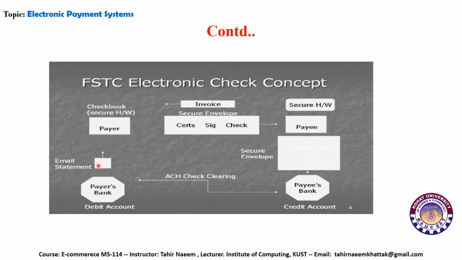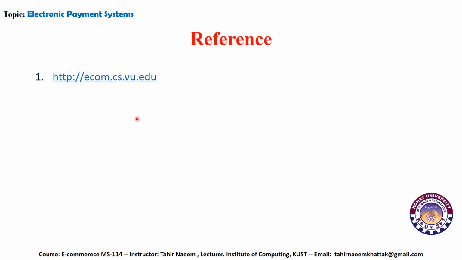The payer's bank will also email the person to confirm whether this payment should be made or not. After that, the Automated Clearing House will clear the checks of the respective persons. I have prepared my lecture from the references.